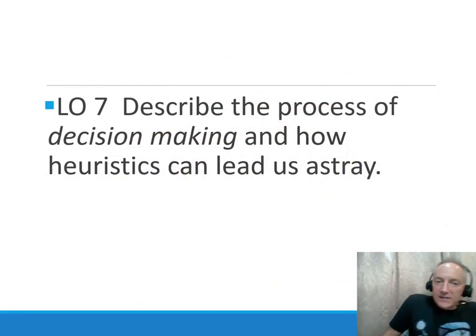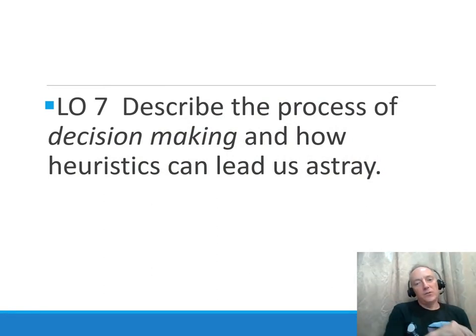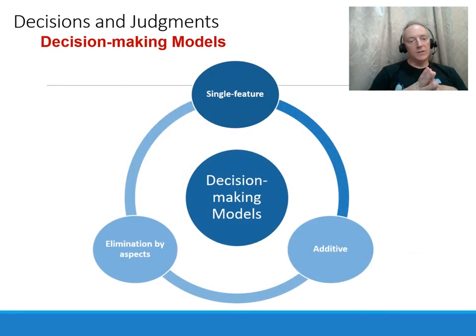All right, our next objective is to talk about how we make decisions, and specifically how those heuristics we just learned about can sometimes lead us astray because they're not guaranteed to be right. All right, so there's a few different models we can use to make decisions. For the sake of example, let's say that the decision you're trying to make is you're trying to decide on what apartment to rent.